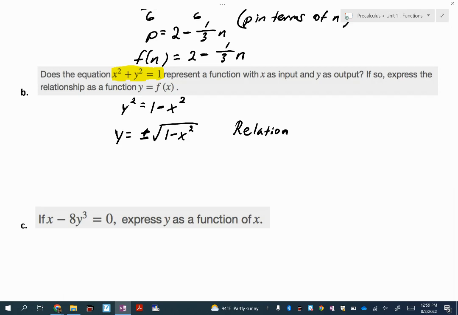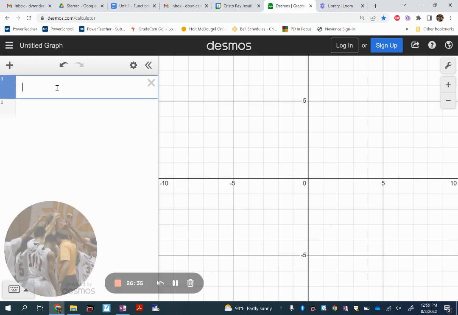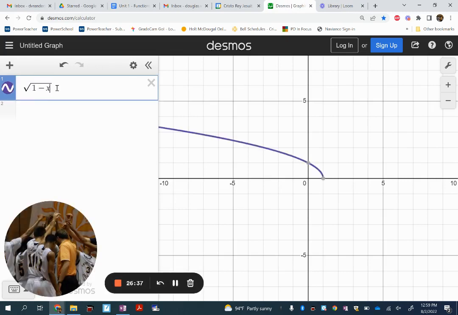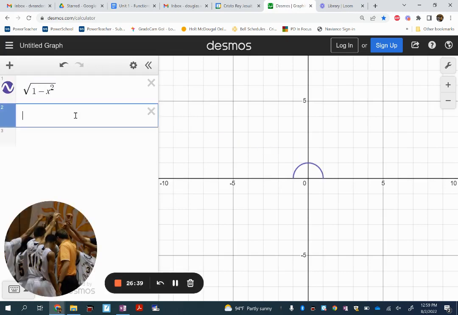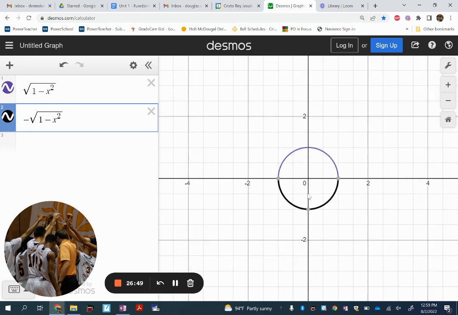So I'm going to go to Desmos and graph this square root of 1 minus x squared so you can see what it looks like. All right, so we have the square root of 1 minus x squared, and I also have the opposite of that. I have to do the positive and the negative. Sure enough, when you put the purple and black together, let me zoom in a little bit, you get that circle.